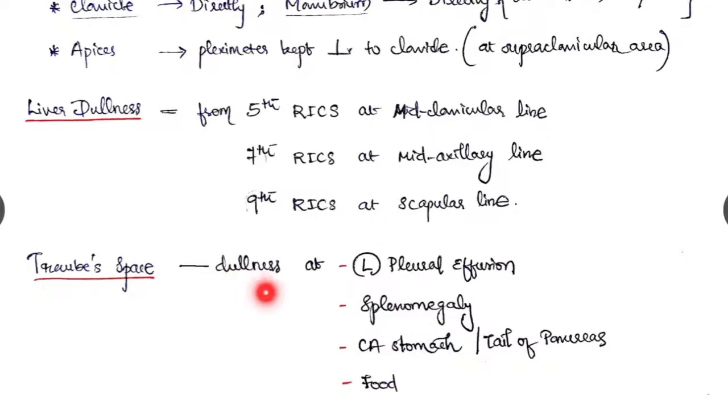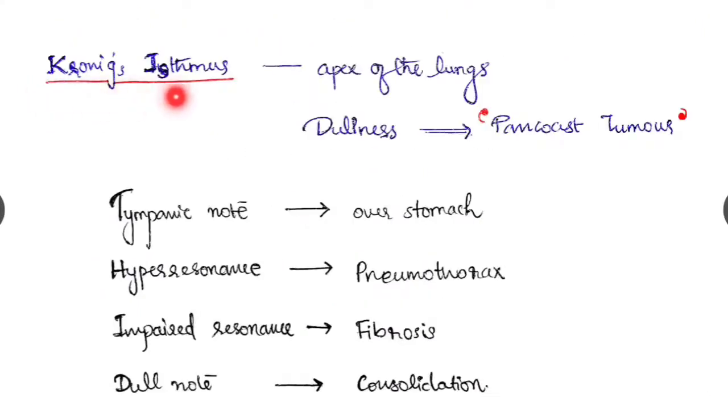In Traube's space, the dullness can be seen in left pleural effusion, splenomegaly, carcinoma of the stomach or carcinoma of the tail of the pancreas, and even food in the stomach can cause dullness in Traube's space. Next is Kronig's isthmus. It is the area of the apex of the lungs. The dullness is commonly seen in Pancoast tumor, and its landmarks also you have to study.